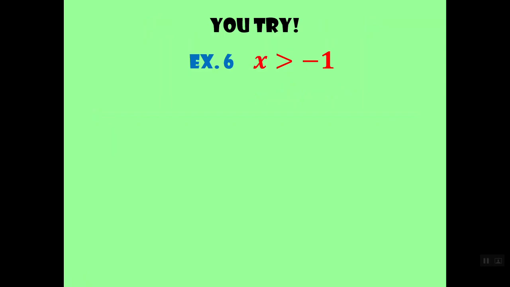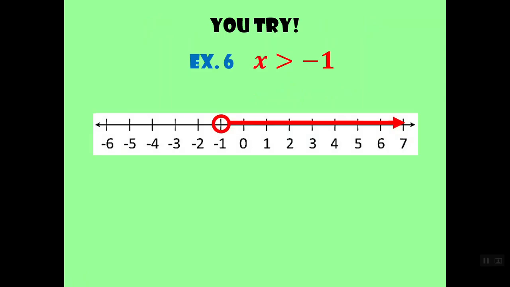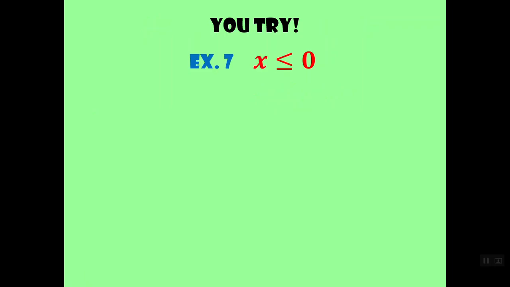All right, you give it a try. Go ahead and graph this one on the number line, see how you do. All right, x is greater than -1 is an open circle at -1, and our line is going off to the right. You try number 7.